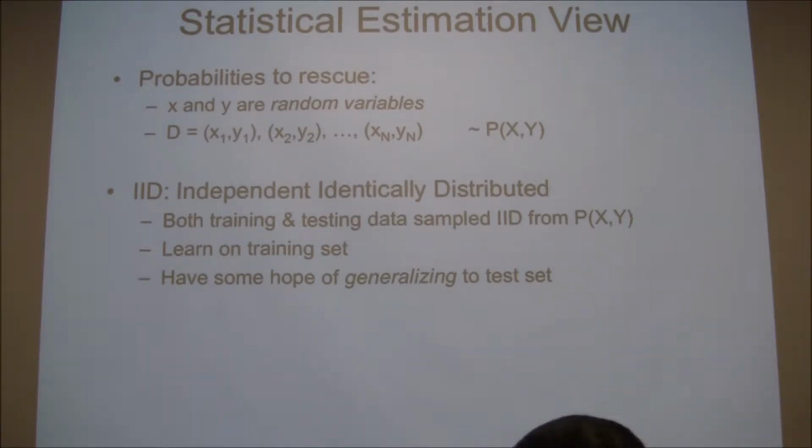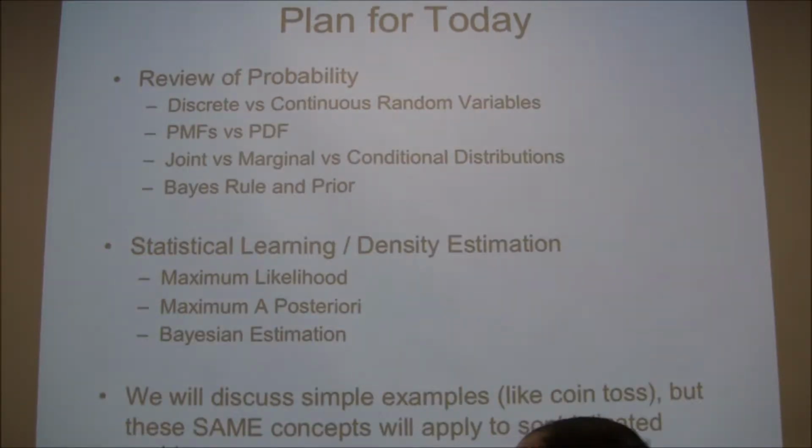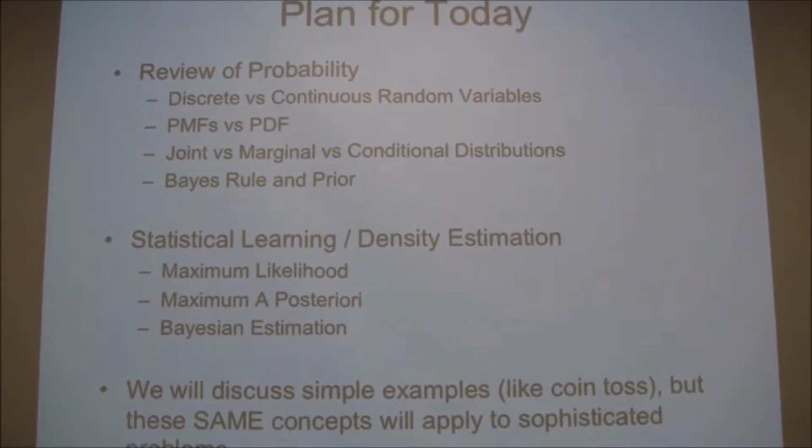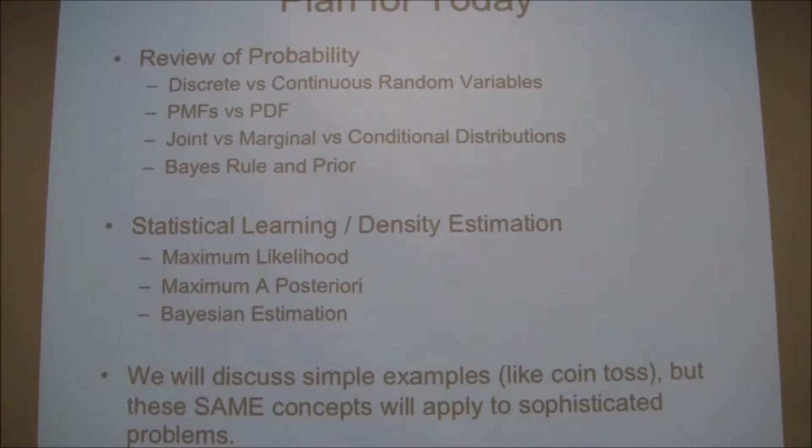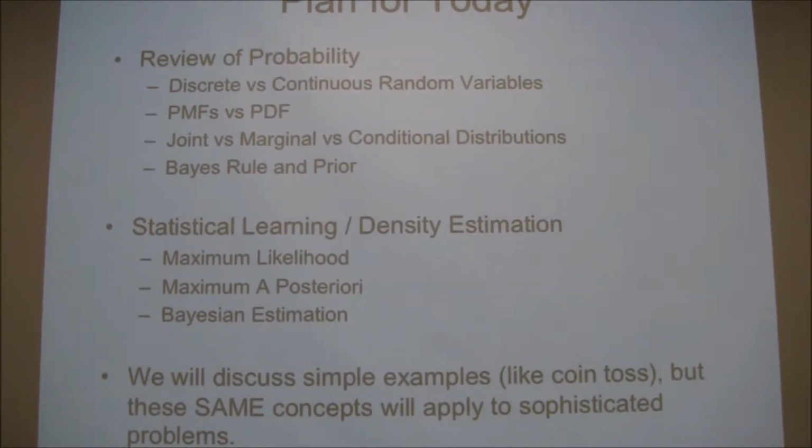Okay, so in order to get there, we need to start simple. So the plan for today is a brief review of things that you should already know, which is probability distributions, mass functions, densities, joints, conditionals, marginals, Bayesian priors. Okay, these are things that you should already know, but let's look at them so that we have our notation down, and make sure that everybody's on the same page.